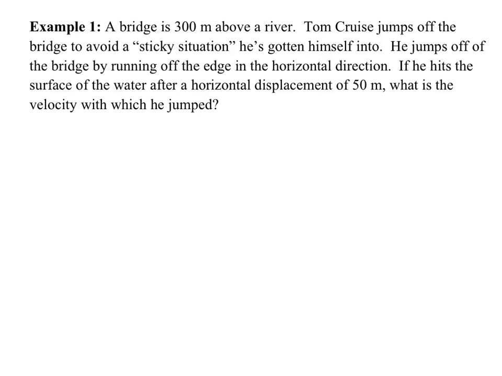He hits the water after a horizontal displacement of 50 meters. So he's fallen down 300 meters, and he's gone horizontally 50 meters. And we want to figure out what the velocity is with which he runs off the bridge. I should say runs instead of jumps. What is the velocity with which he ran off the bridge? I should correct that for next year too.